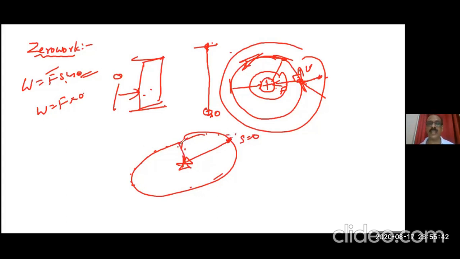But from here to here there is work done, because see, the distance from the sun to that planet is reduced. Then work is done. Otherwise, if you make a complete orbit, net displacement is 0, no work is done. Clear? These are the examples of zero work.